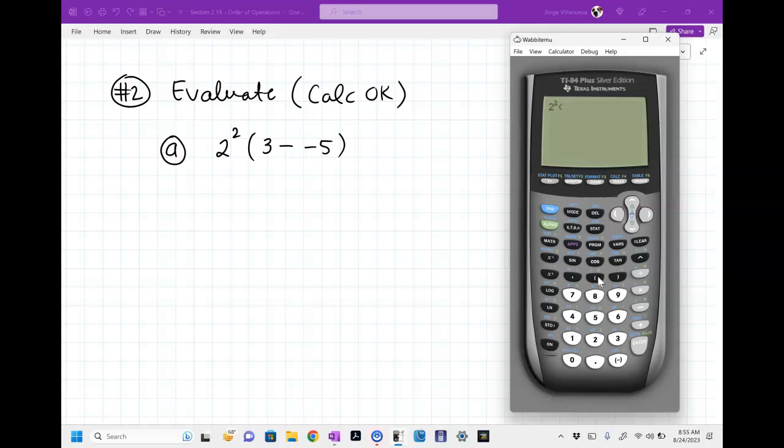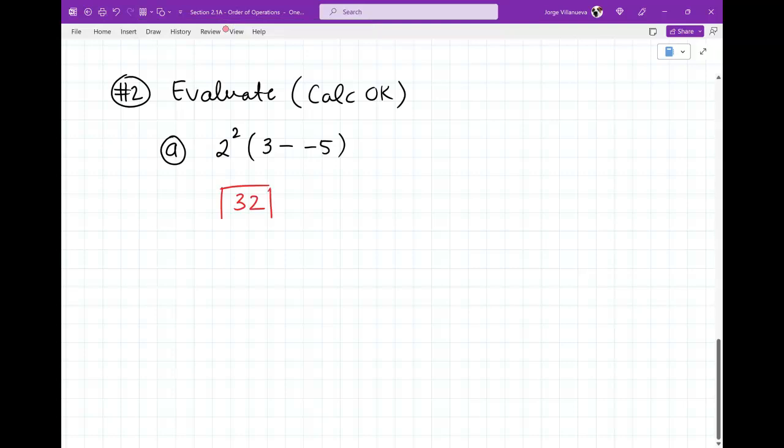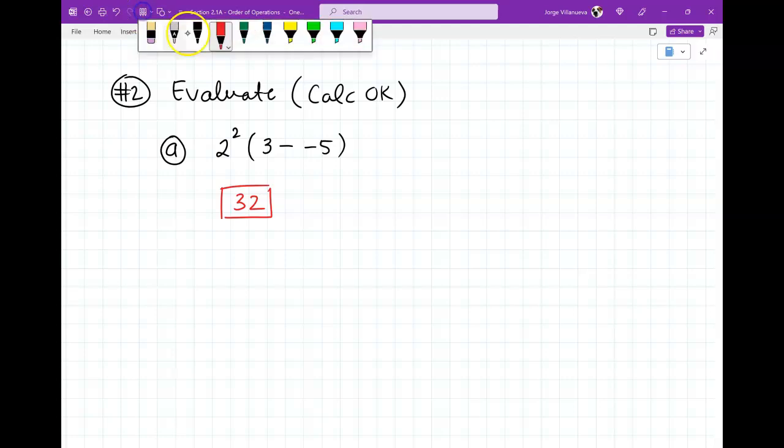So 2 squared, parentheses 3 minus -5. So I'm going to put 3 minus -5 and hit enter. And my answer is 32. So that's all I'm going to do. I'm just going to write 32. I don't have to show any work. They just want me to do this on a calculator. Okay? So I'll do one more on a calculator, and then we'll move on.